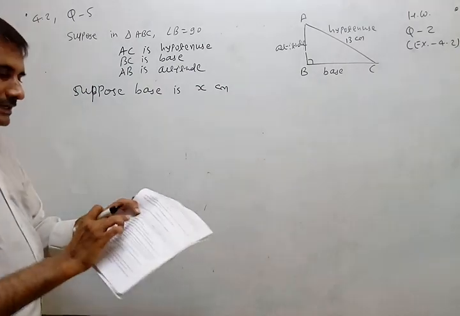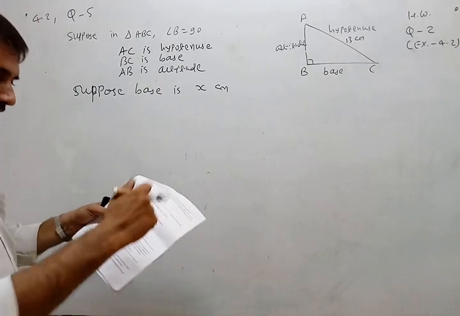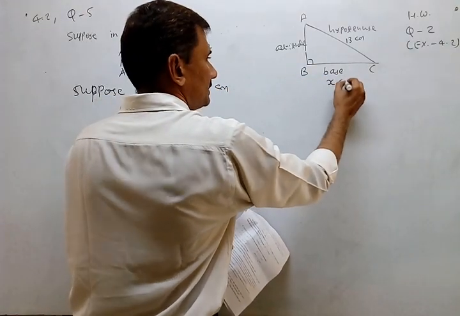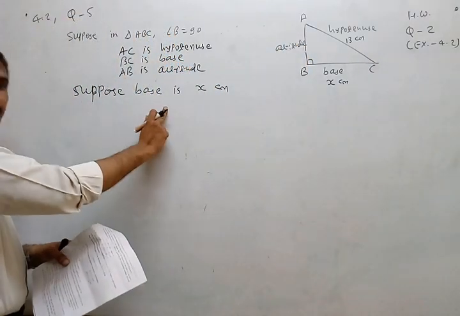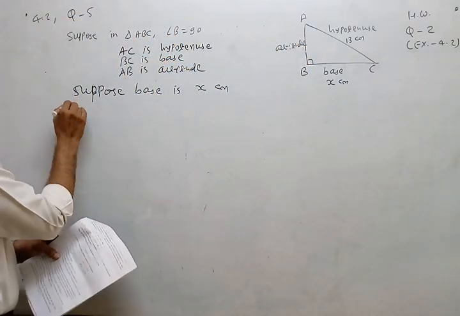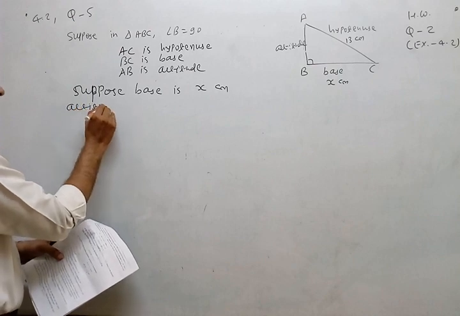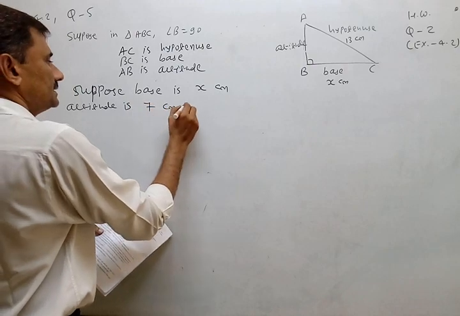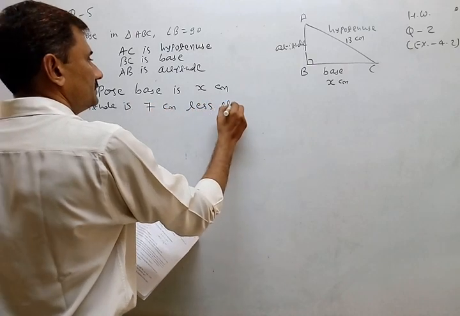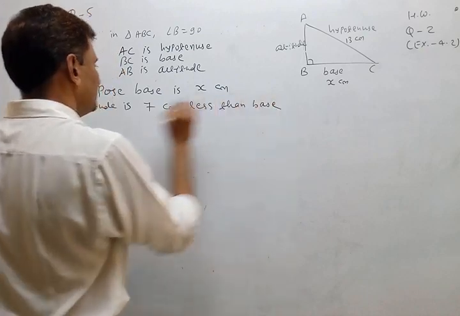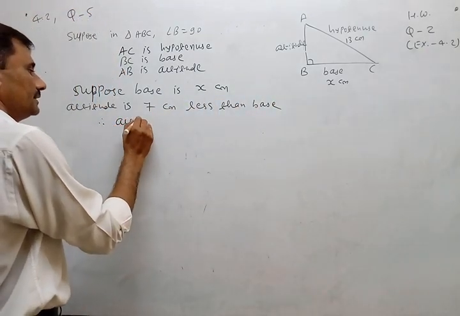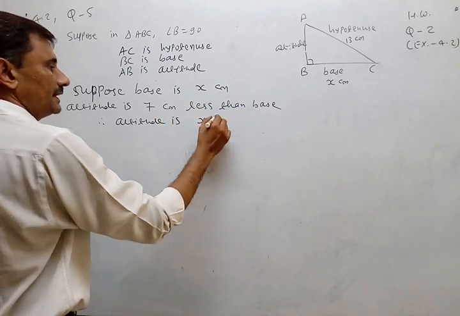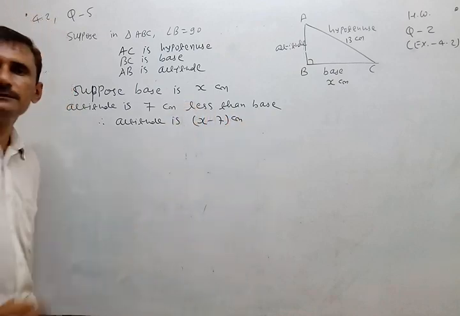So obviously you can say what is the altitude? Write down the statement. From that statement we can say the altitude is 7 centimeter less than the base. So we get the altitude using this data. Therefore, altitude is, base is what? x. So altitude is x minus 7. Very obvious.